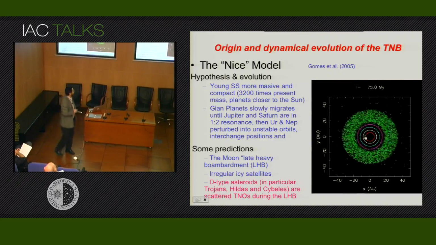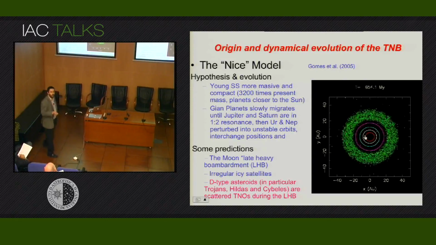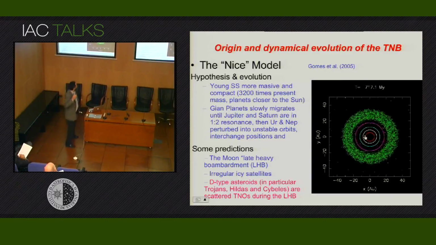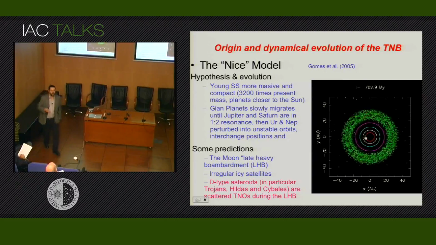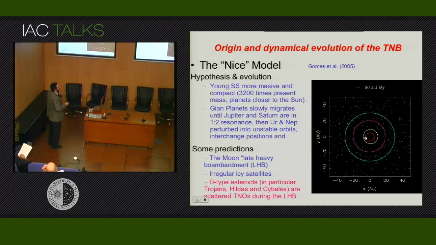The orbits start to expand, they move, and at a certain point, close to 800 million years, Jupiter and Saturn are in the 2-to-1 resonance. And then this has a strong effect on Uranus and Neptune. The orbits of Uranus and Neptune change a lot. Look what happened. Neptune was injected into the disk, also Uranus. They switched position, and at present we have the solar system as it is, with Neptune farther from the Sun than Uranus. The effect was that most of the objects here were scattered, and what we have now is the population that survived this scattering process.